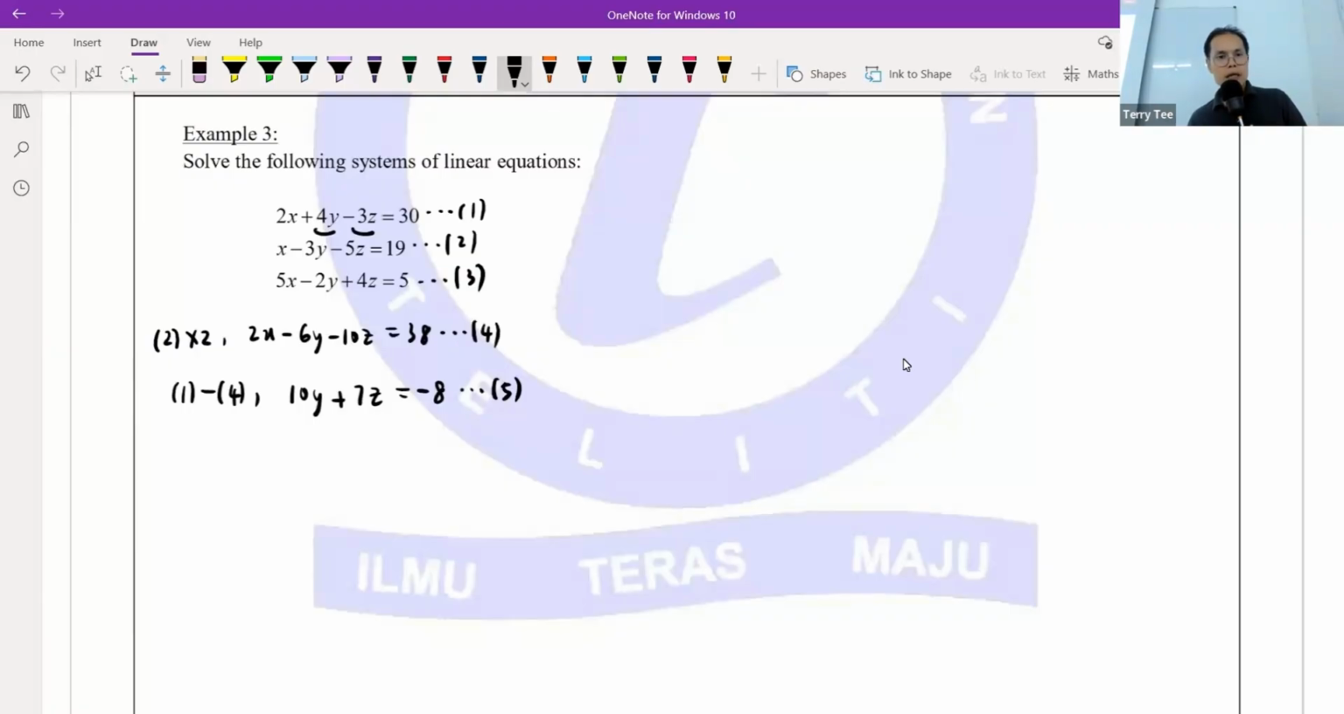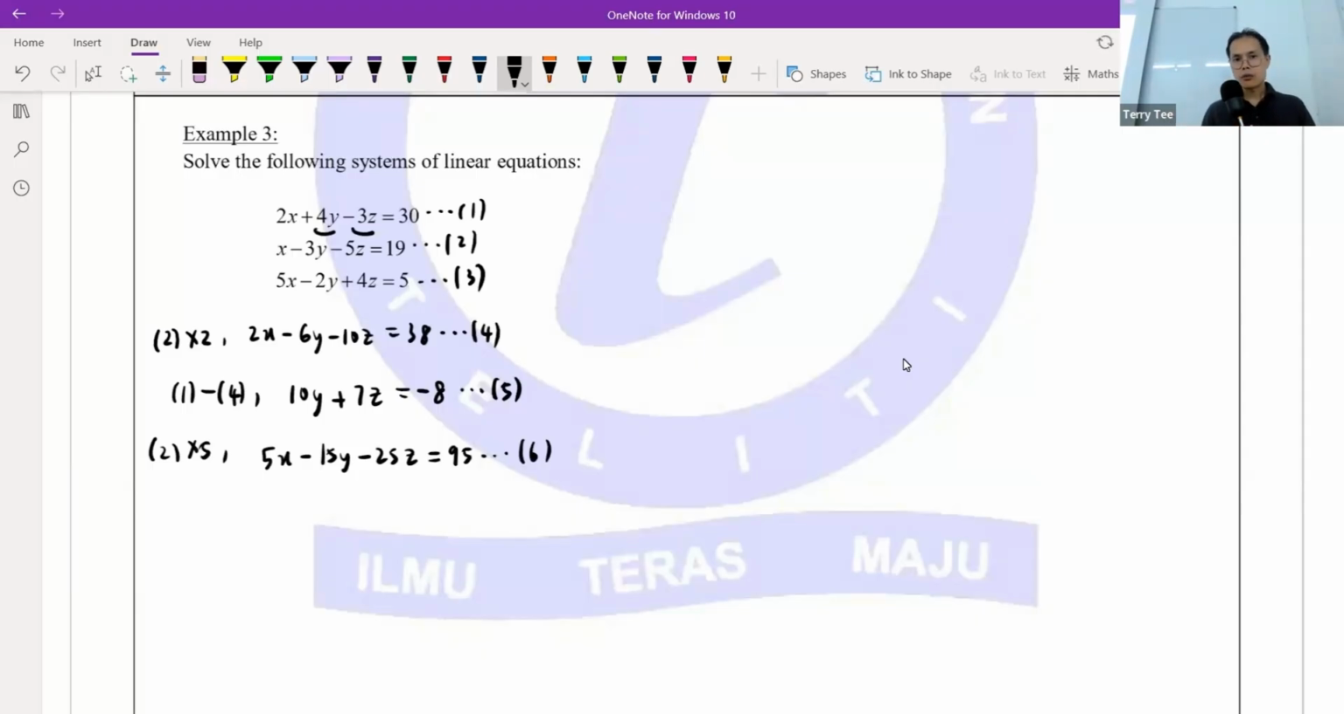Now, next, I will take equation 2 times 5. Why times 5? I want to get 5x. So 1x times 5 is 5x. 3 times 5 is 15. 5 times 5 is 25. 19 times 5, 95, right? Equation number 6. This one, just more equation, yeah, longer.